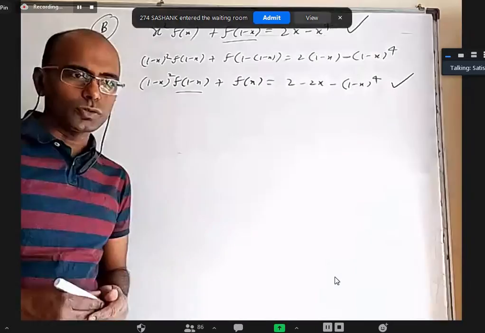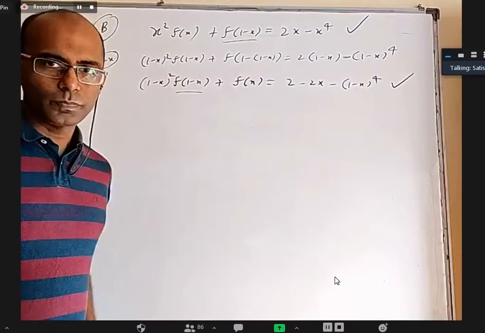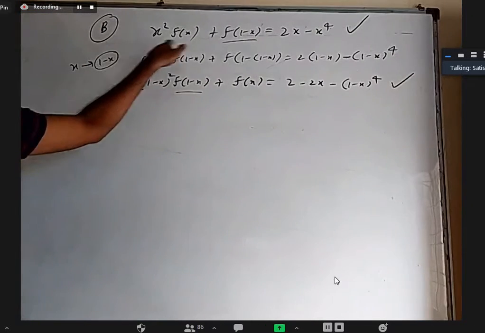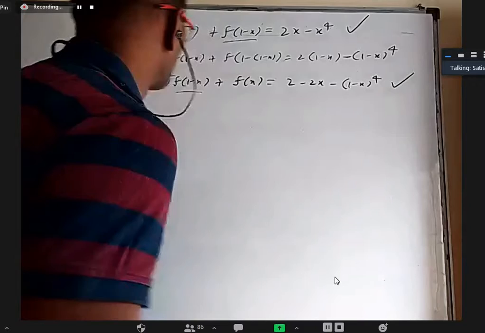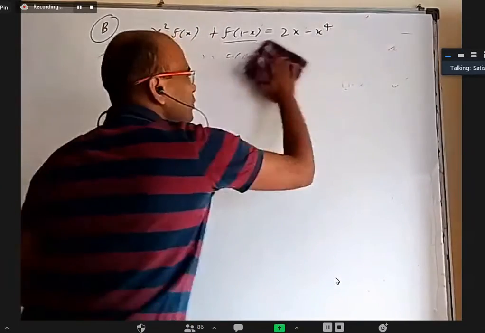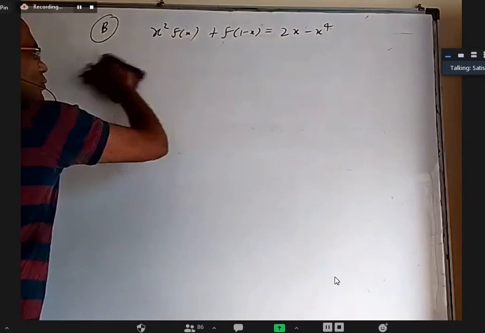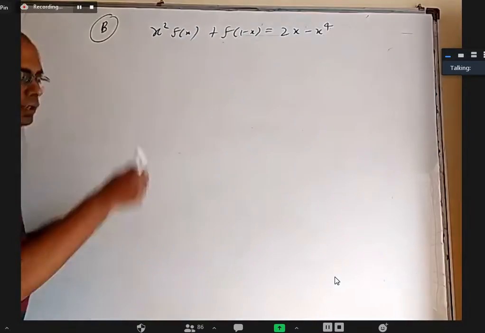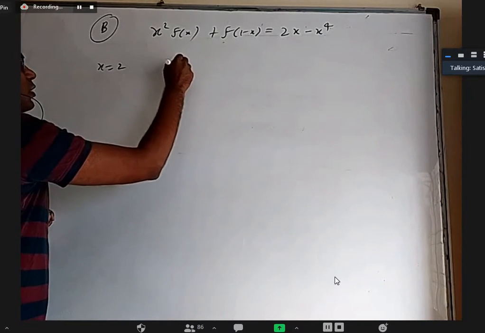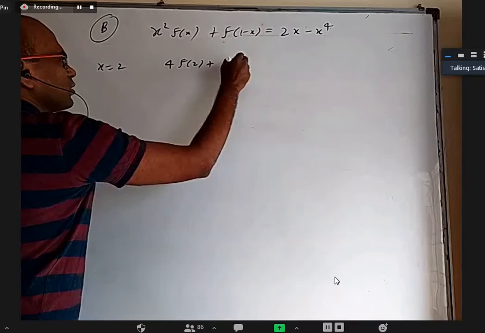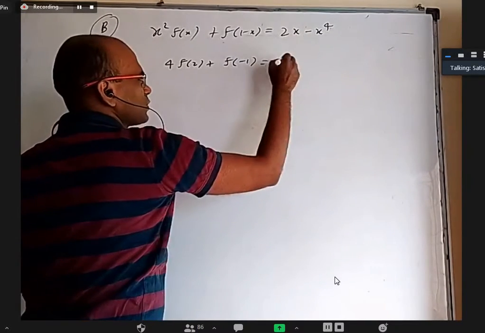Because they asked for f of 2, if you feel the expressions with 1 minus x are too big for you, and you have to multiply this with 1 minus x whole square and then subtract, let us do one thing. They want f of 2, so simply put 2. Whatever value they ask, we'll find that only. They wanted f of 2. Let us put x equal to 2 straight away. We will get 4 f of 2 plus f of minus 1 equal to 4 minus 16, which is minus 12.